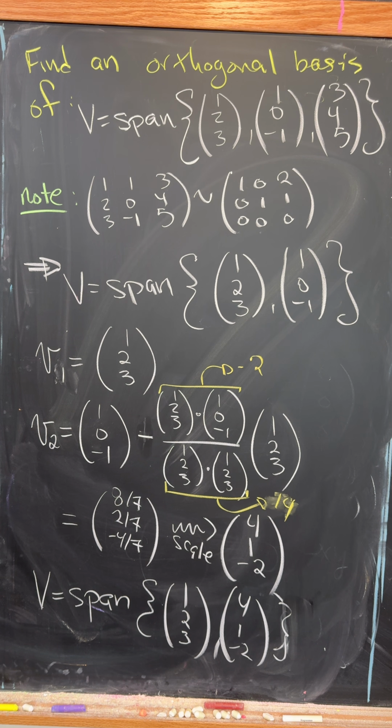If you wanted to go further and find a basis of orthonormal vectors, you could simply turn these into unit vectors by multiplying by the reciprocal of their length.